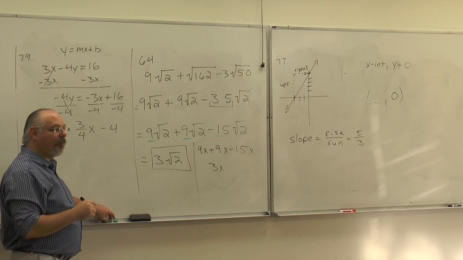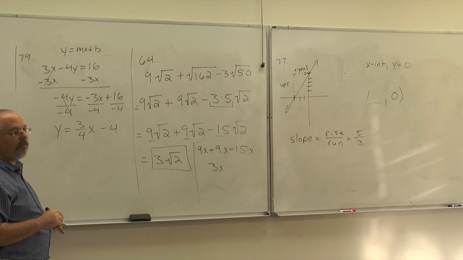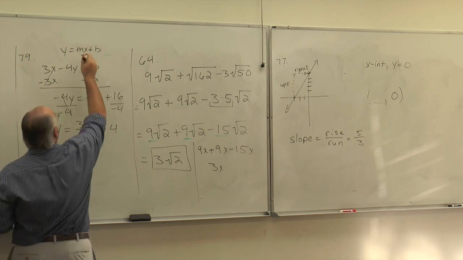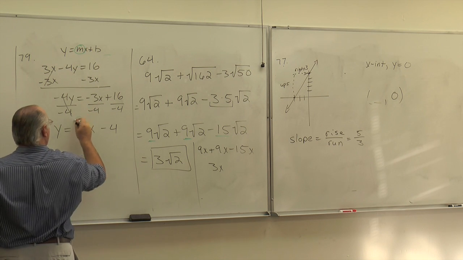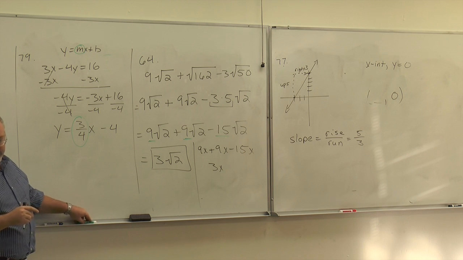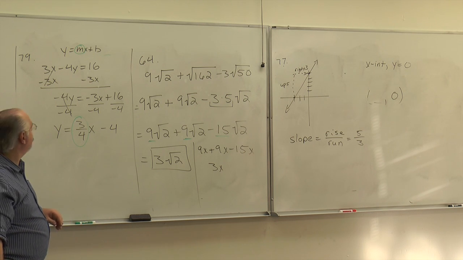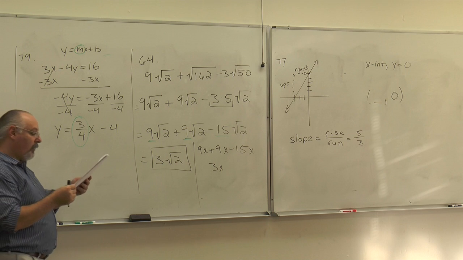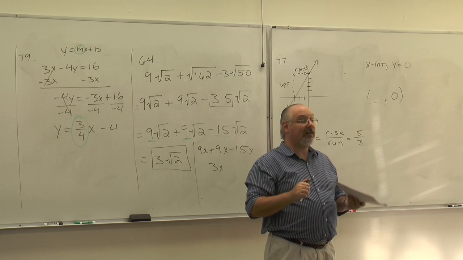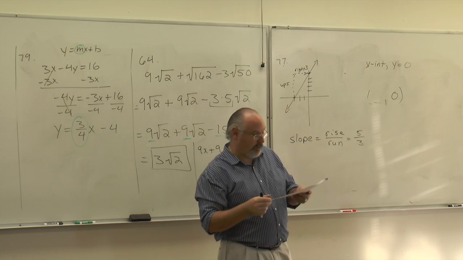Now where's the slope? How do you identify the slope? The one of the x. It's the coefficient of x, right? The slope is m, so the slope is 3/4. All right, number 80 is essentially the same thing, and you would get -6/5 when you work it out.